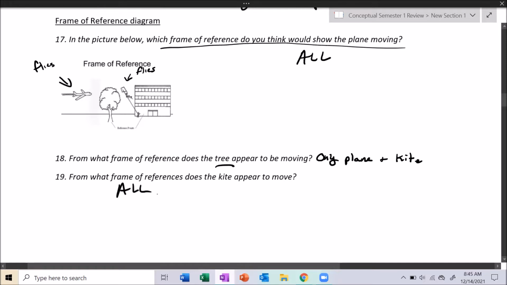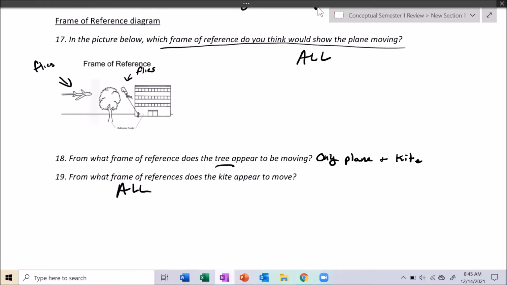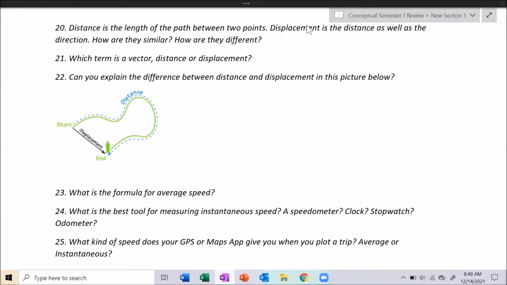And number 19, what frame of reference does the kite appear to move? All of them, because the kite itself is actually moving. Unless you were literally on the kite, you wouldn't think that you were moving. Okay, we'll flip it over to the next section here.